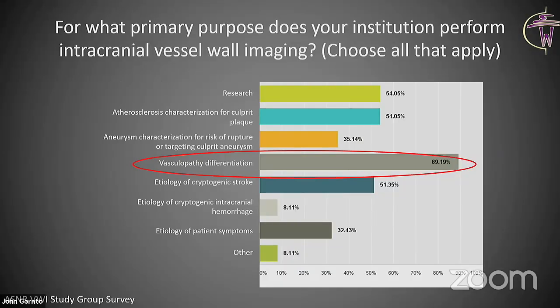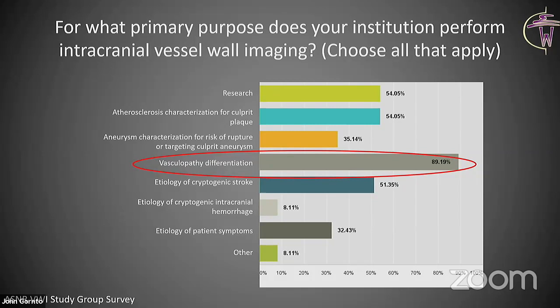So in terms of differentiation, this is an area of importance. We currently have a vessel wall imaging survey that we've put out to the ASNR membership, but we initially did it for just the vessel wall imaging study group members, looking at various questions. But one of the questions is, why is your institution performing intracranial vessel wall imaging? And the most common answer was for vasculopathy differentiation.